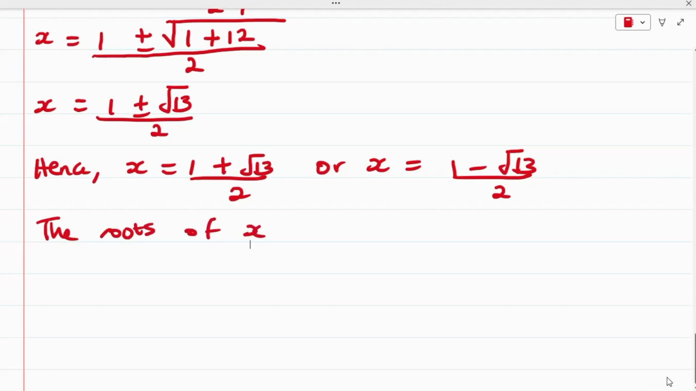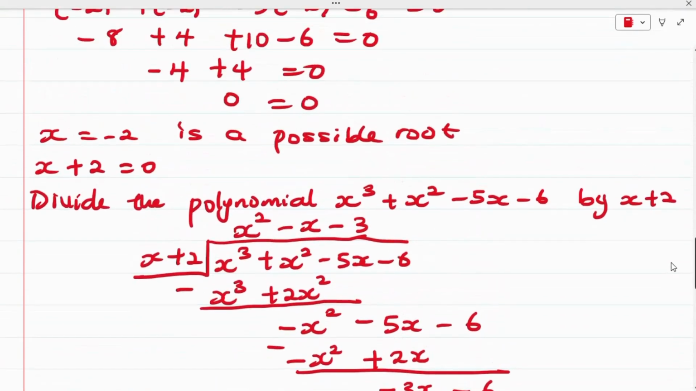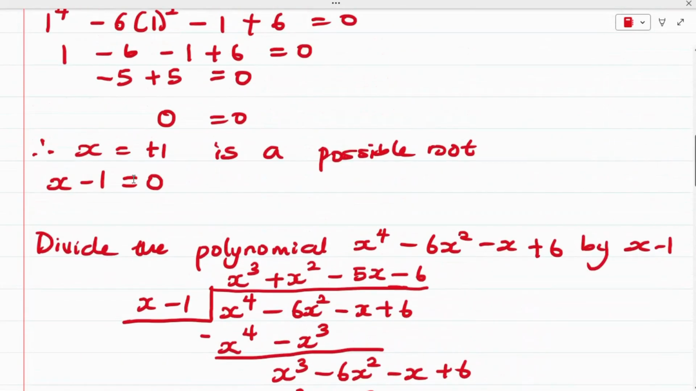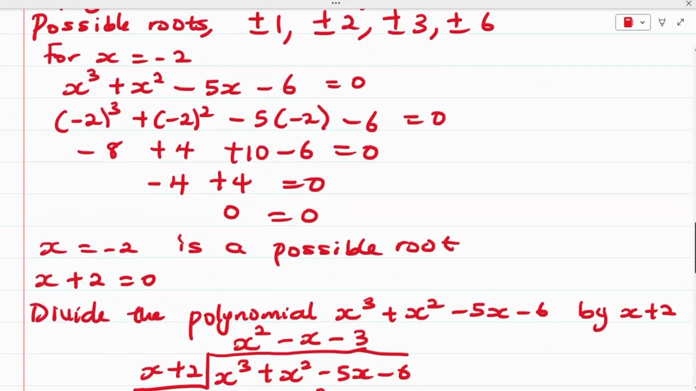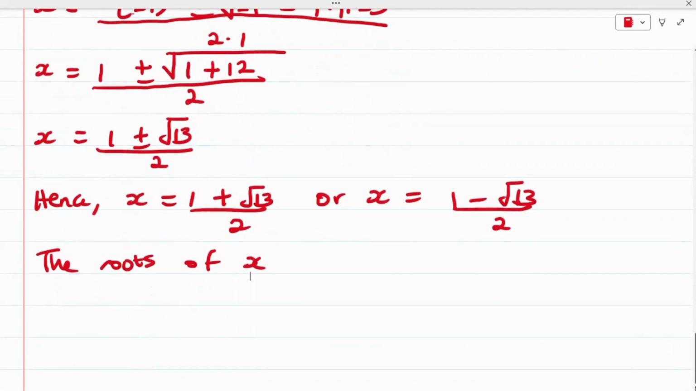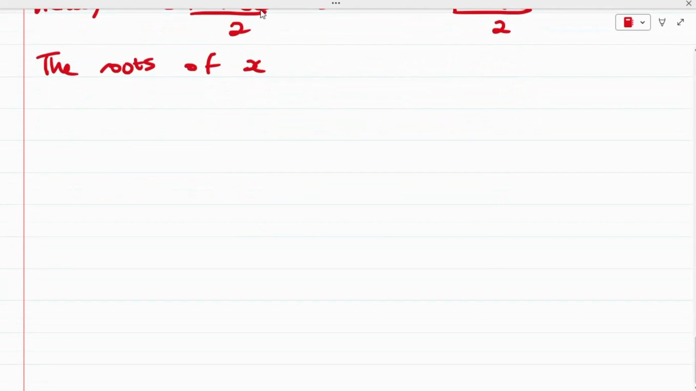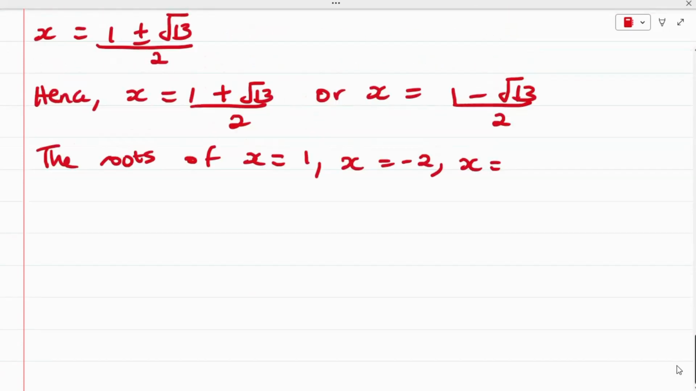So let's simply go back right here and see the first value of x. So right here the first value of x is x equals to 1. Now the second value of x is given as x equals to minus 2 right here. So right here we have that the roots are given as x equals to 1, x equals to negative 2, x equals to 1 plus root 13 over 2, and x is equals to 1 minus root 13 over 2. So these are the roots of x.